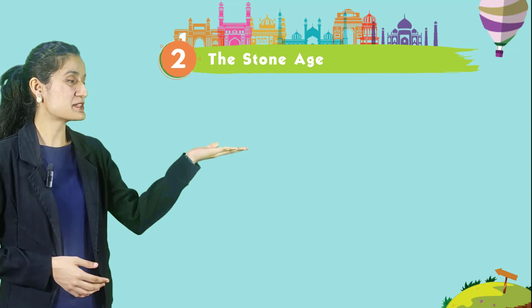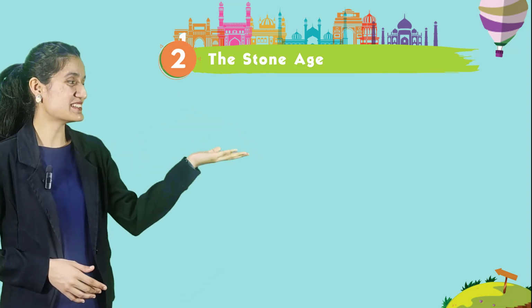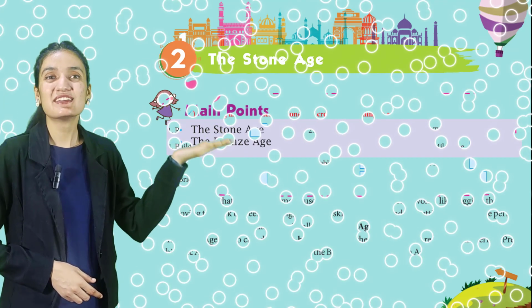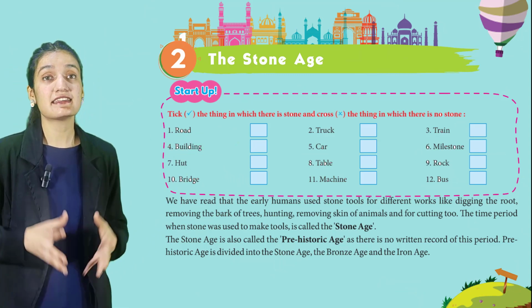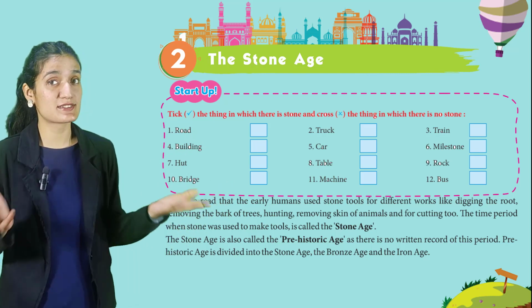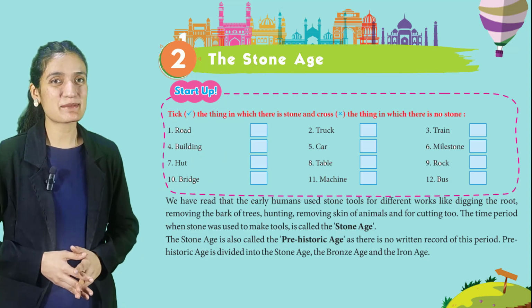So kids, today we are going to start our chapter number 2, the Stone Age. So are you ready? Good. Main points are the Stone Age, the Bronze Age. So let's start with this startup. Take the things in which there is stone and cross the things in which there is no stone and tick and cross accordingly. So let's begin the chapter.